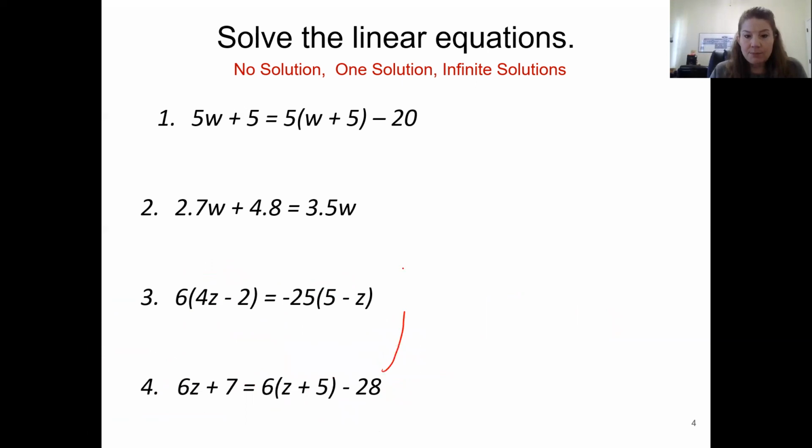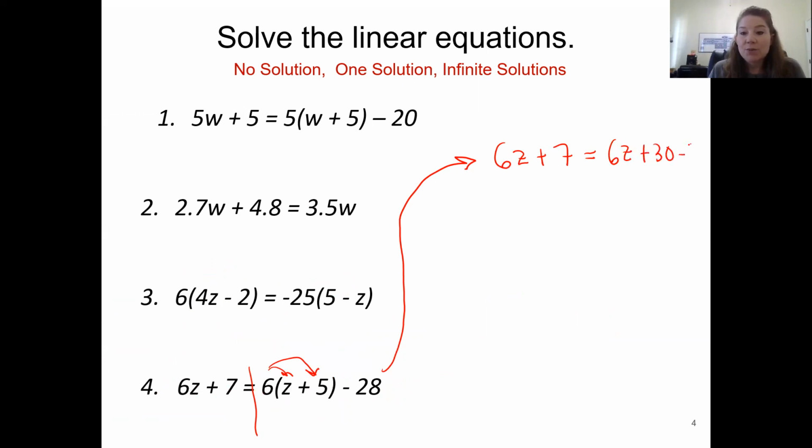All right, I'm going to do the work up here so we have more room. So first thing I notice is those parentheses, right? Did you guys see that? So I'm going to bring down 6z plus 7. 6z plus 7 is equal to, I'm going to multiply 6 times z, which is 6z. 6 times 5 is 30, minus 28. Bring down minus 28. So I can combine these two like terms on the right side. So I have 6z plus 7 is equal to 6z. And then 30 minus 28 is positive 2.